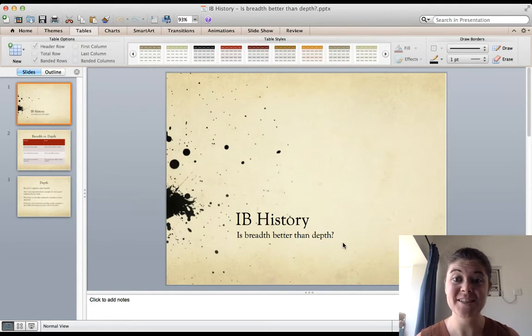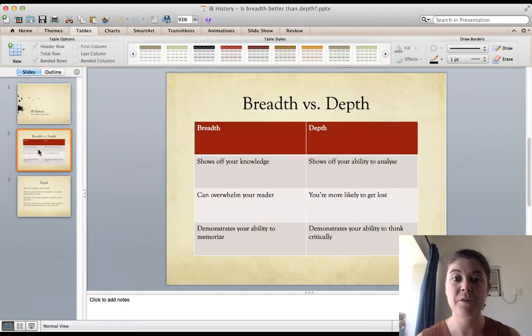Today we're going to be thinking about the question: is breadth better than depth for your IB history essays? This is applicable to standard level students and higher level students, particularly for Paper 2 and Paper 3, the essay-based papers. Okay, so breadth versus depth.